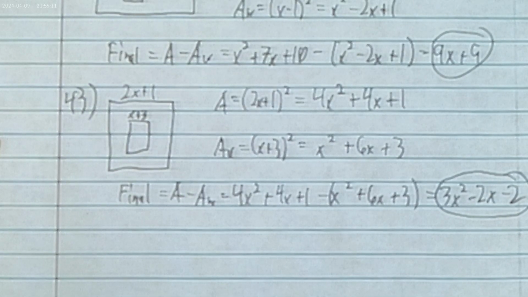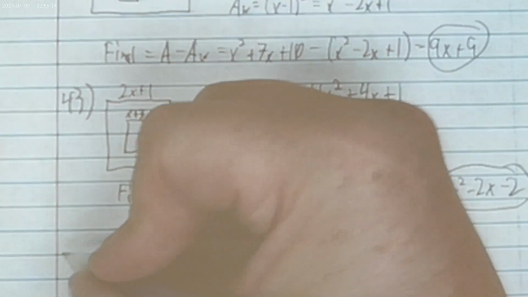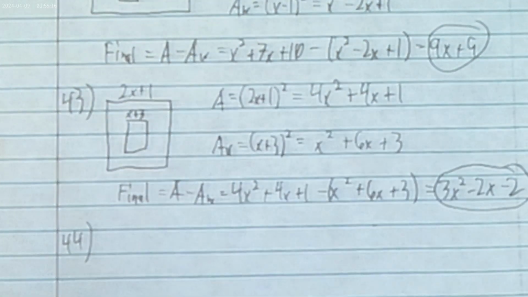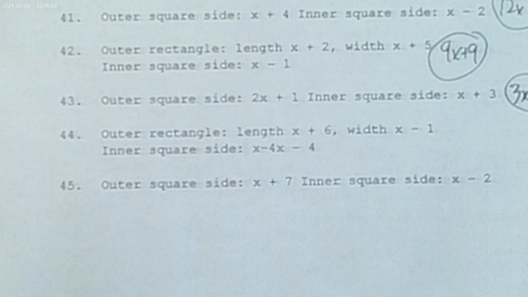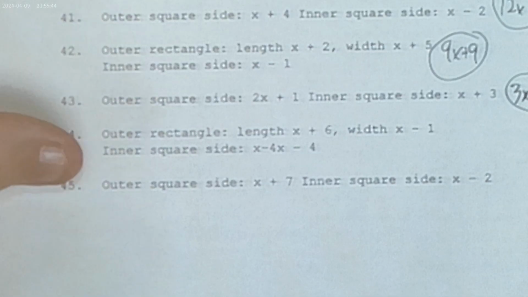Alrighty. Problem number 44. And I see number 45 is a square, so we're ending on a high note. So I'm pretty happy about that. The next one is another rectangle. So the outer one is going to be x plus 6, and the width is going to be x minus 1, and then the inner square is going to be x minus 4. And I clearly missed some formatting issues with that one, but que sera, they've already been ordered.